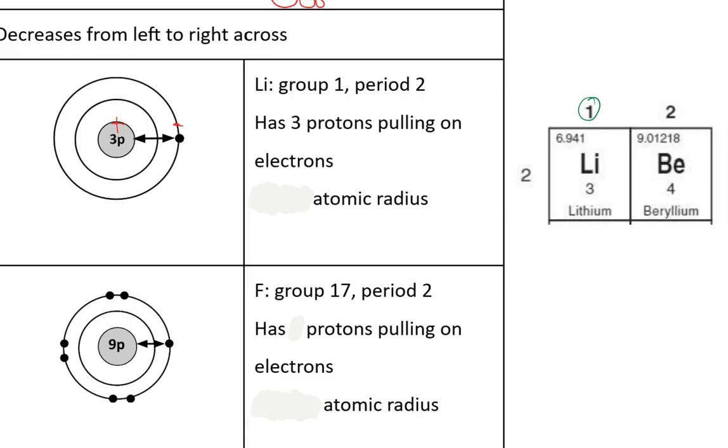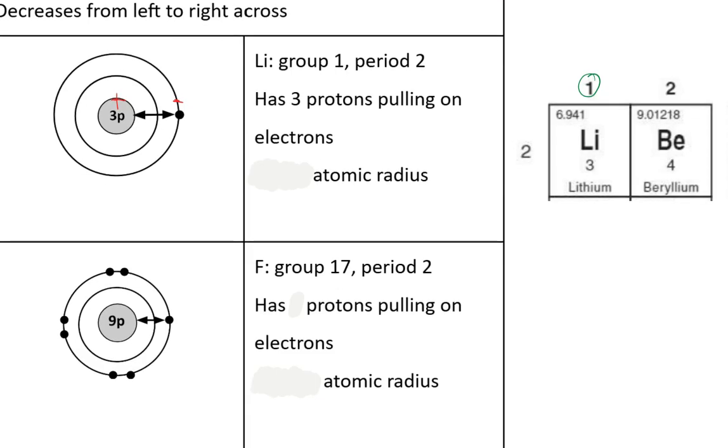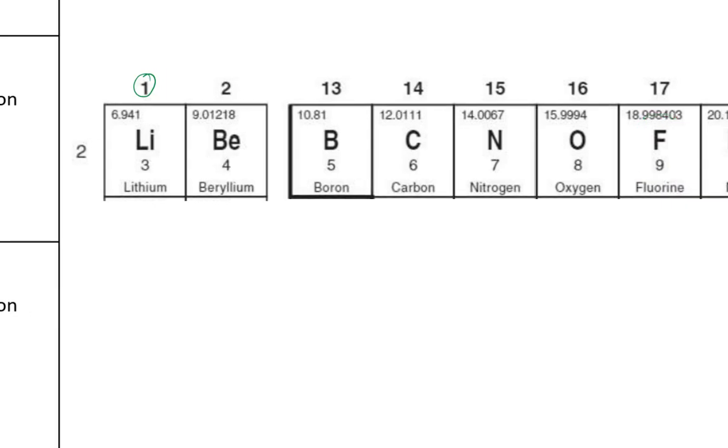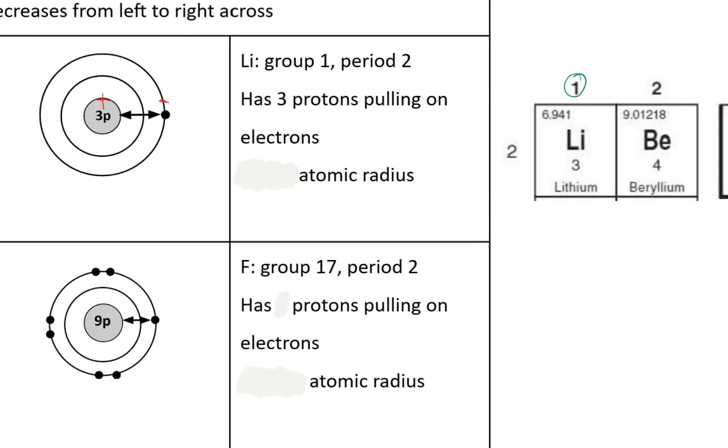Now the same thing is happening in fluorine, but here, if I look at the atomic number of fluorine, the atomic number of fluorine is 9. So now fluorine has 9 protons. Lithium only had 3. So we still have the positive protons attracting the negative electrons. But there's a lot more protons pulling in fluorine. If I have more protons, it's like having more people in tug of war. They're going to have a stronger pull. What that ends up being is fluorine pulls more on the electrons, and that makes it actually a smaller atom.